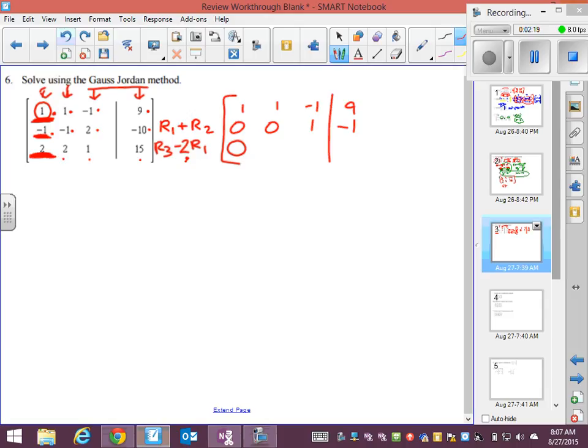So same rule, I've got 2 minus 2 of these guys would be 2 minus 2 is another 0. And I've got this one minus 2 of these is actually going to be plus 2. It's going to be 3. And then I've got this one, 15 minus 2 of these 9s is minus 18. 15 minus 18 is -3.